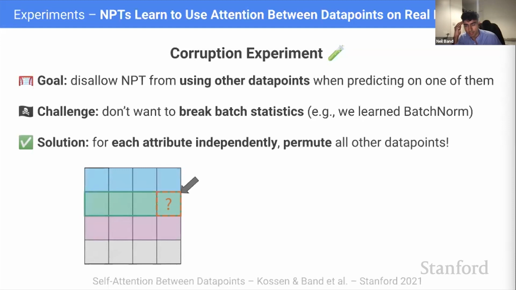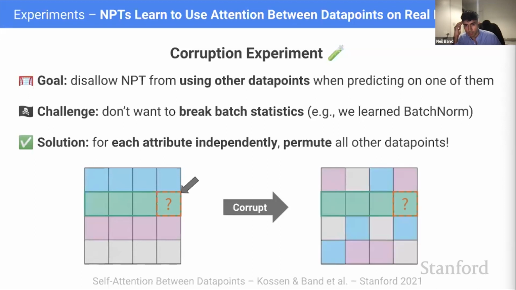And it's going to be predicting in this last column that has this question mark, which is masked. What we're going to do is permute each of the attributes independently amongst all other data points except for that one. So the information for that row, if it was just predicting like a classic parametric deep model, is still intact, but the information from all of the other rows is gone. So that's why we call this the corruption experiment.